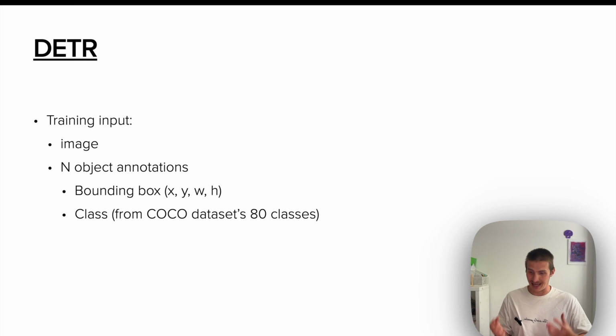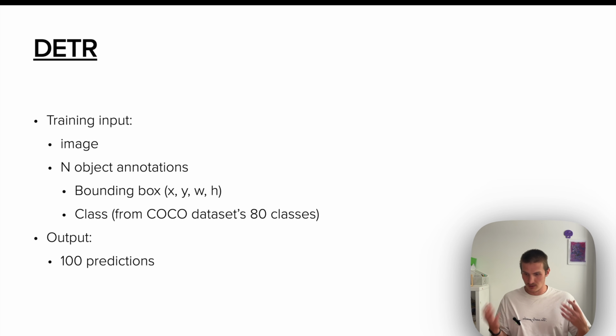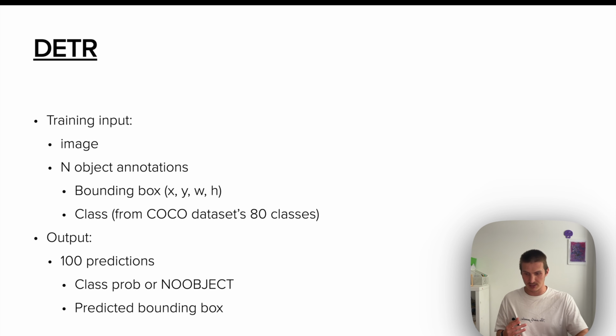And so going over everything that's going on in DETR one more time, the input during training is going to be just an image, raw pixels, red, green, blue, and then ground truth objects, the actual bounding boxes and classes. And class in this case is just a number from 0 to 80 corresponding to one of the COCO dataset classes. The output of DETR is going to be a fixed set of predictions. In the original DETR that was 100. In MOTR that's going to be 300. And then for every prediction there's going to be a class probability or no object, and a predicted bounding box.